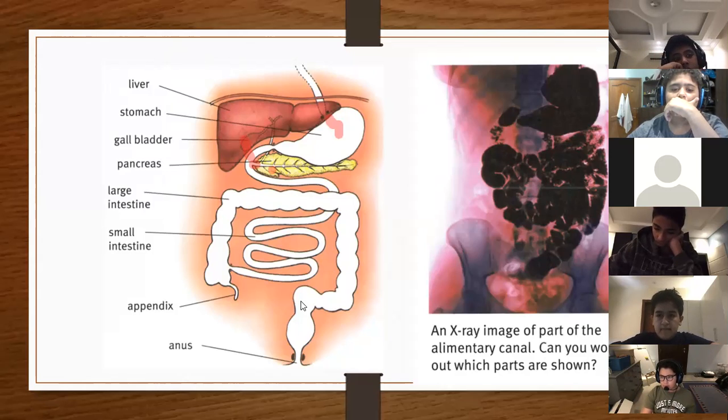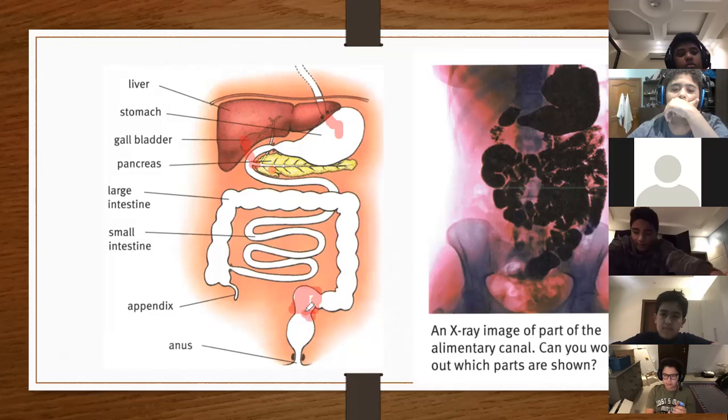And after that, the undigested food is collected in this region, which we call the rectum. And here is the rectum region. This is the rectum region where the undigested food is stored. And then after that, it is going to pass out from the anus. It comes out from the anus.